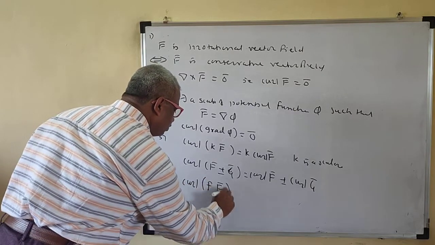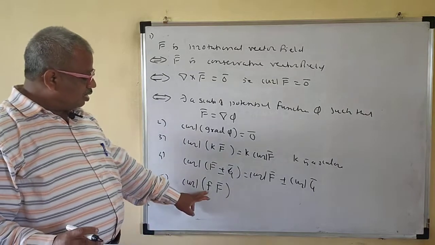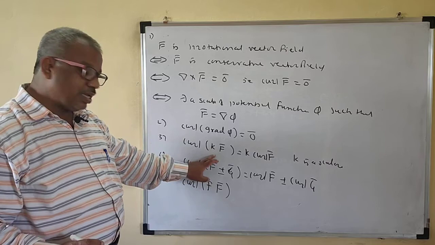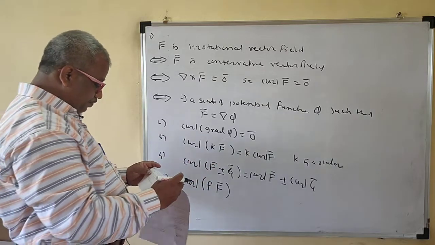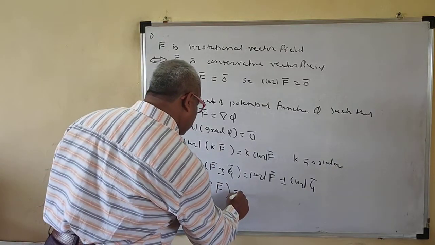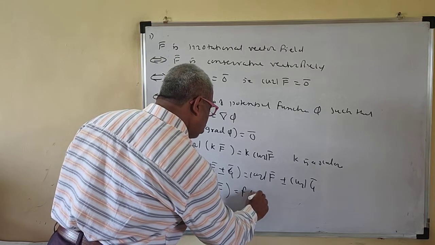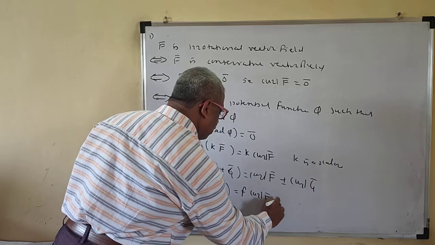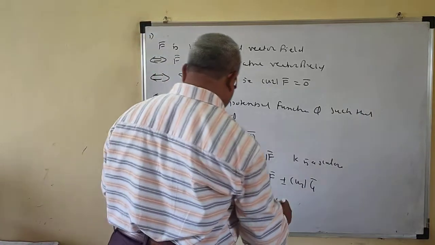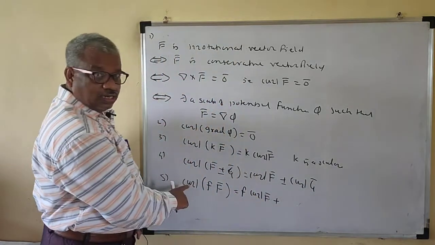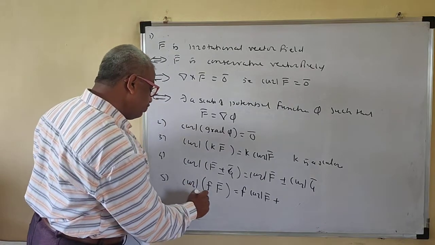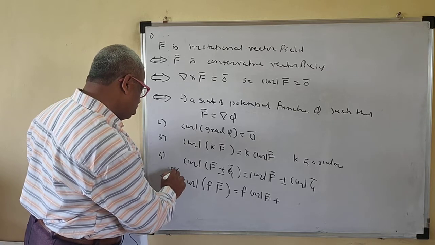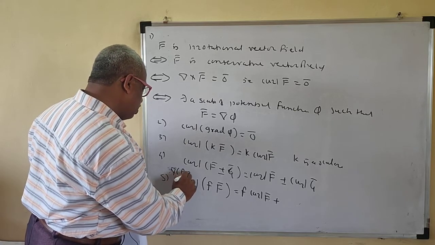Now curl of f F bar, where f is a scalar function. So if k is a function, then this is f curl F bar plus, now curl means del, so this is del f cross F bar.